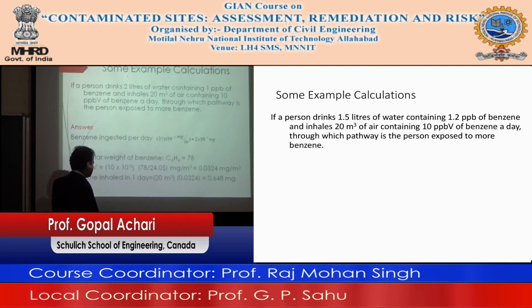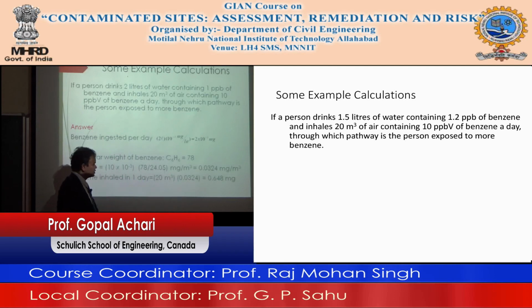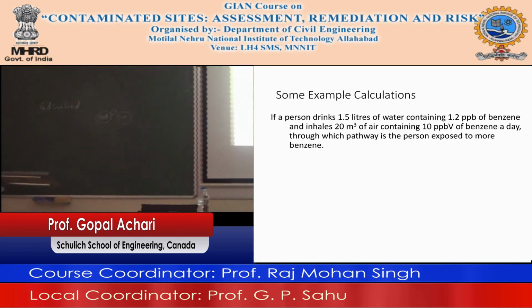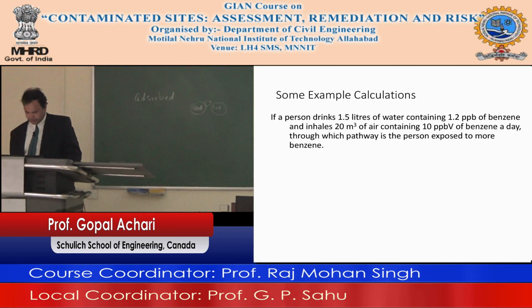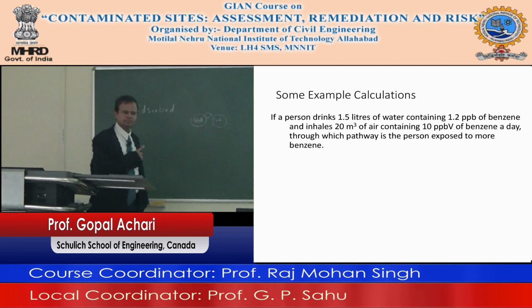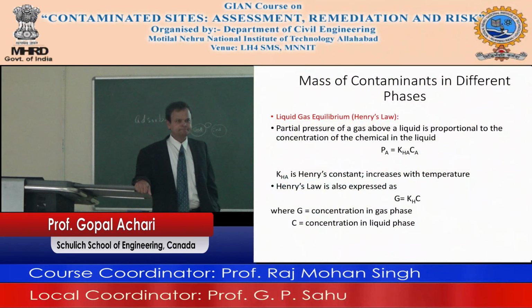So if you look at it, the benzene inhaled in 1 day is 0.648 milligrams, whereas the benzene that is ingested per day is 2 times 10 to the minus 3 milligrams. So you can say that the person inhales more benzene than he ingests. All right? Okay, was that clear? Was it clear or not?